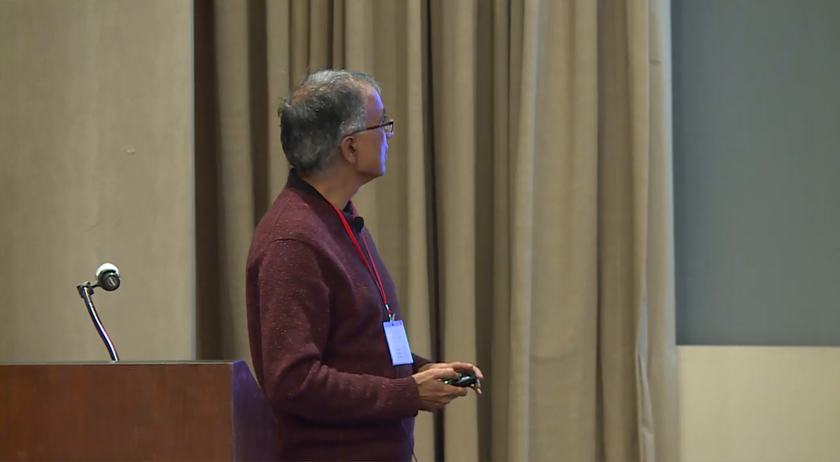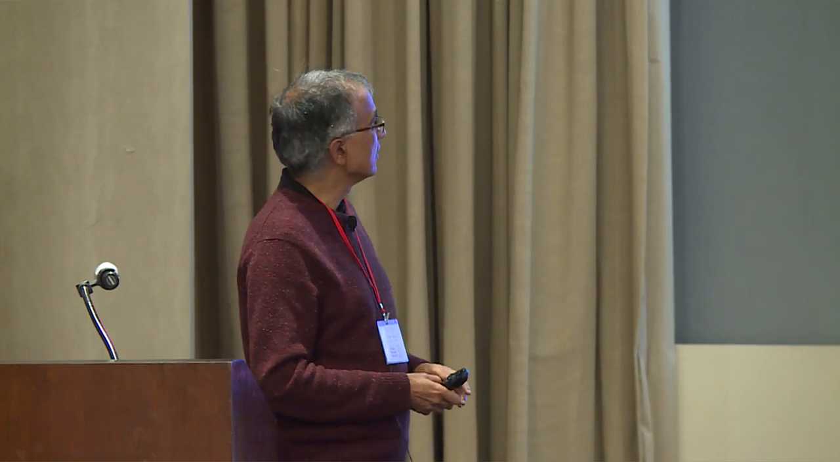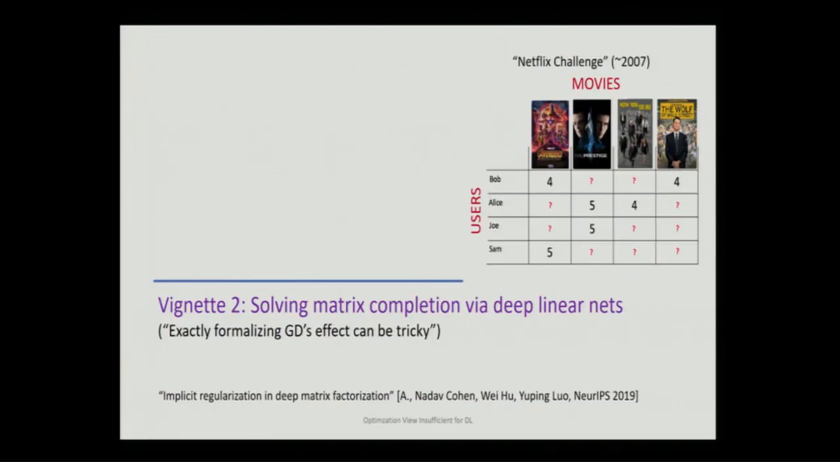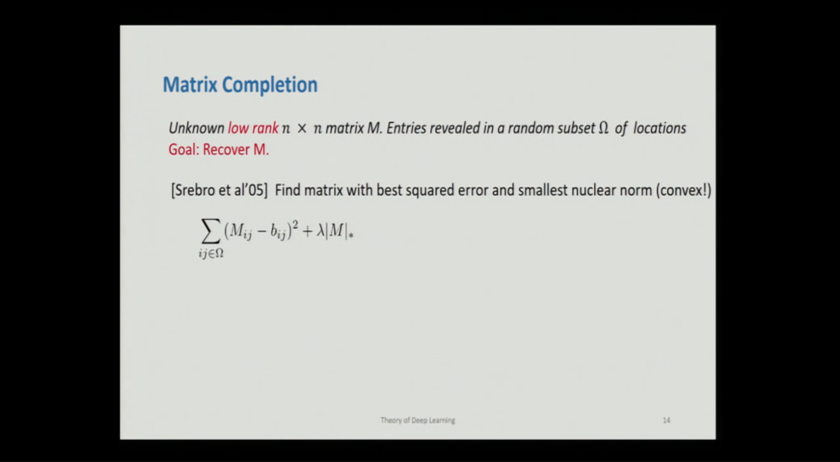All right, vignette 2, solving matrix completion via deep linear nets. This, I believe, might have been covered in some DIMACS programs. Another blast from the past, 2007. This was when Netflix used to send you DVDs in the mail, and they wanted to recommend DVDs to users. You think of it as predicting the missing entry. So there's a user-times-movie matrix, and the user has rated a few movies, and so Netflix knows a few entries in this matrix and is trying to predict the remaining entries. So that's matrix completion. It's formulated as: there's a low rank matrix, and you see some entries, and you're trying to recover the matrix.